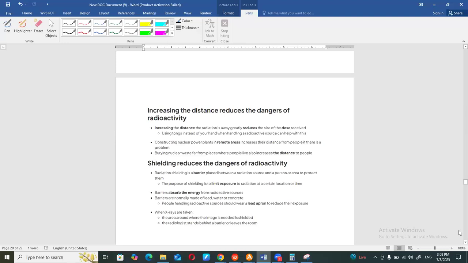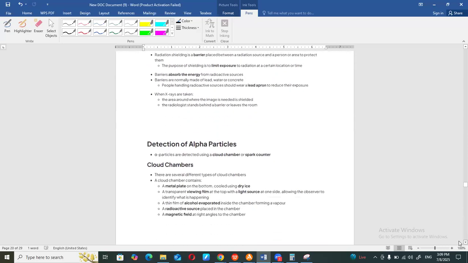Okay, and shielding reduces the danger of what? What is shielding? Radiation shielding is a barrier placed between the radiation source and a person or area to protect them. The purpose of shielding is to limit exposure to radiation at a certain location or time. So a barrier absorbs the energy from the radiation source. Technically speaking, you need a lead apron to reduce the exposure, because lead will absorb it and it will simply save you from the exposure.